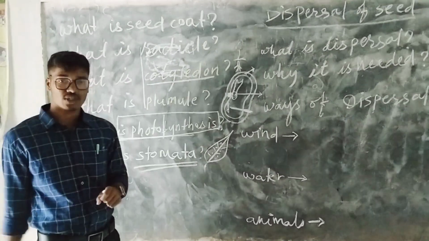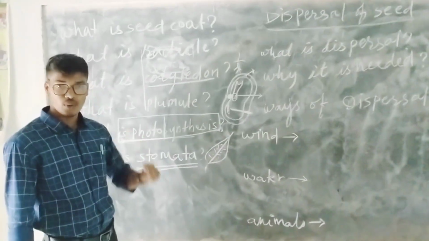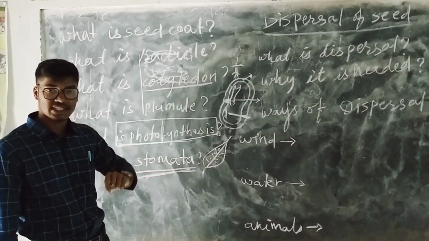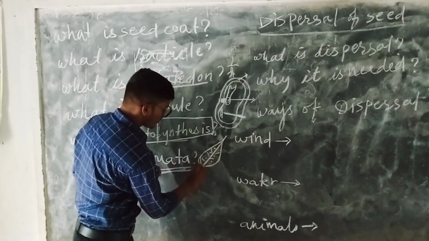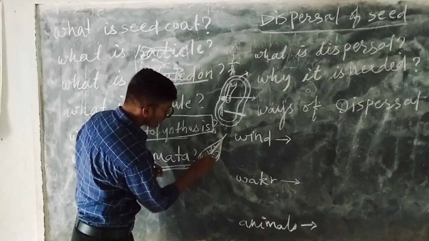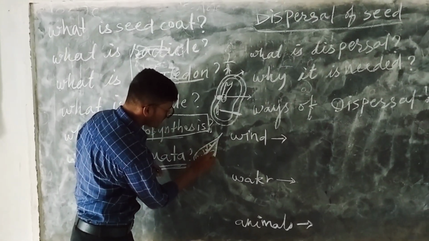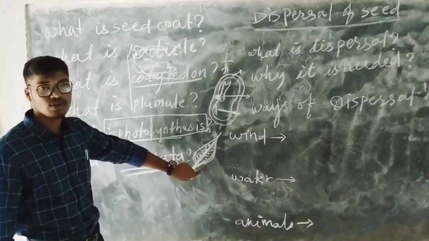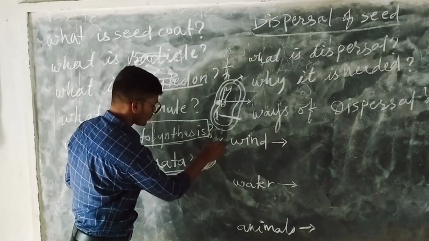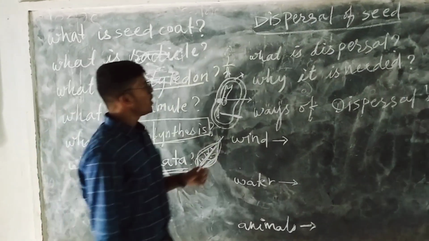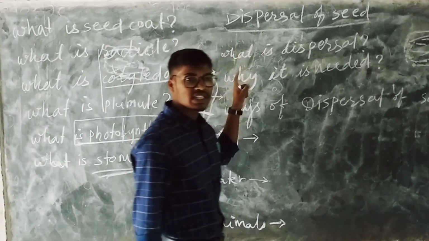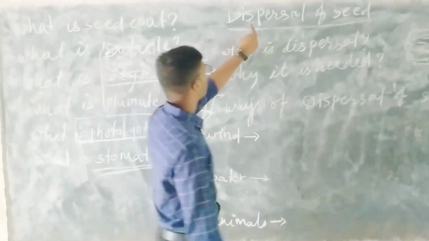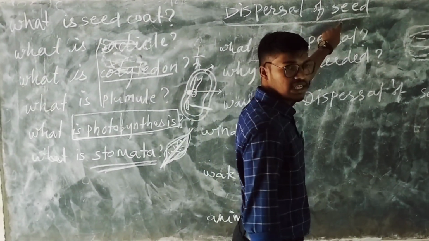Here, for the carbon dioxide, when it makes food, it needs stomata, and the carbon dioxide enters through the stomata in the leaf. In the leaf, there are some tiny pores, which we cannot see without a microscope. Now, we have discussed the germination of seed. Now let us discuss the dispersal of seed.